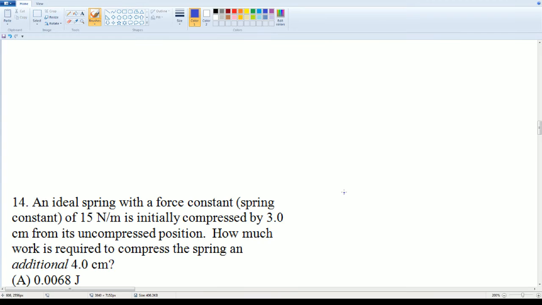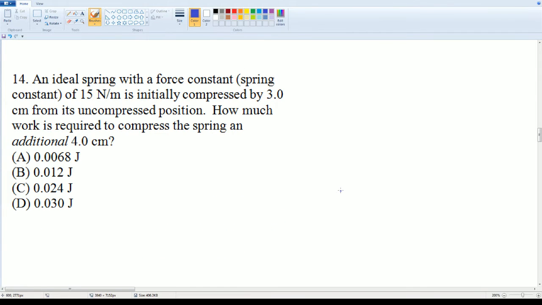Okay, 14. An ideal spring constant there, so that's k equals 15 newtons per meter, compressed by, damn it, still centimeters. So 3 centimeters is converted to 0.03 meters. You want to see it done? Just check the previous problems, I show how to convert it. x is equal to 0.03 meters.